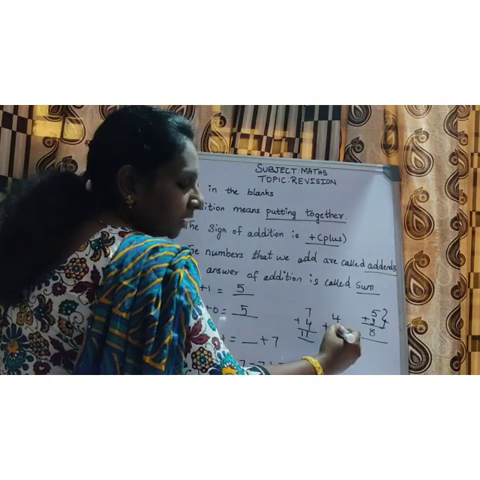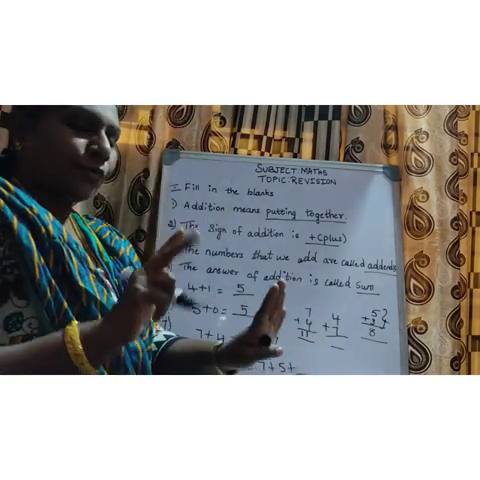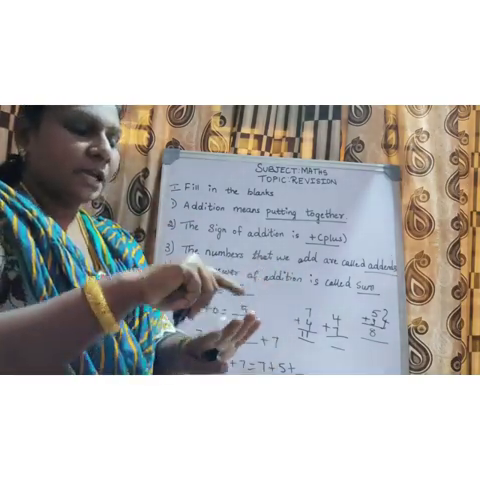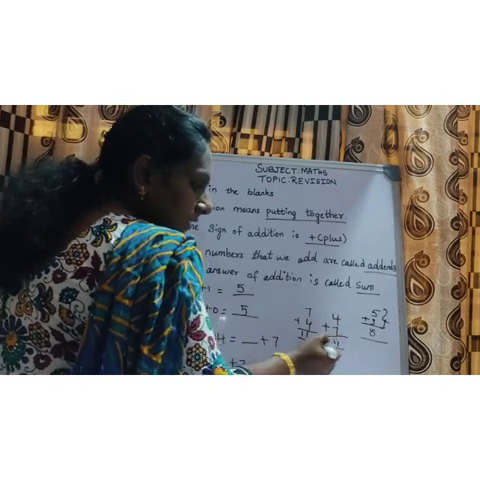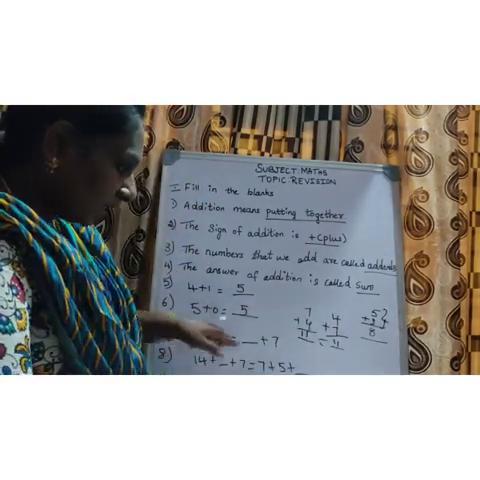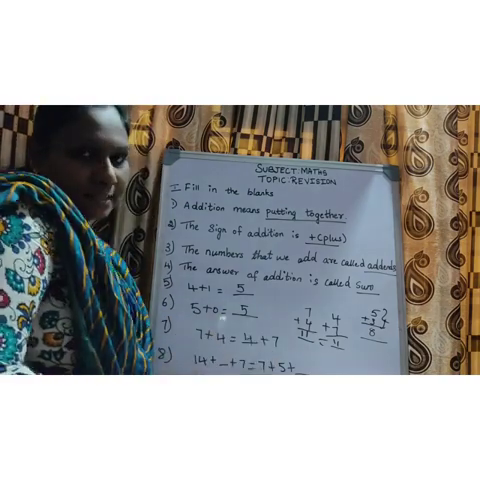In the same way, interchange the numbers: 4 plus 7. 4 in your mind, 7 show on your fingers. After 4: 5, 6, 7, 8, 9, 10, 11. So the answer is the same. Even if you interchange the numbers, the answer remains the same. In the same way, here it is given: 7 plus 4 equals 4 plus 7.